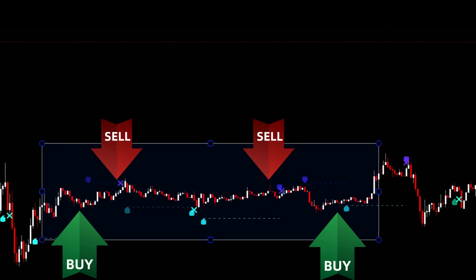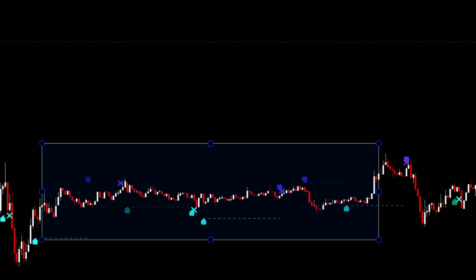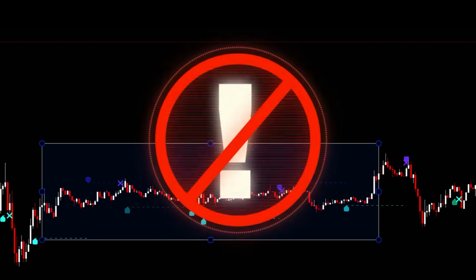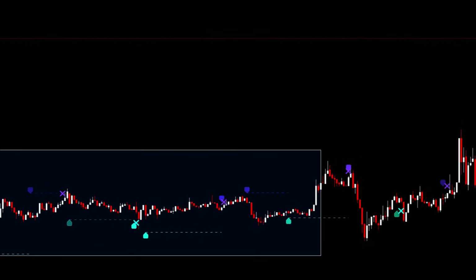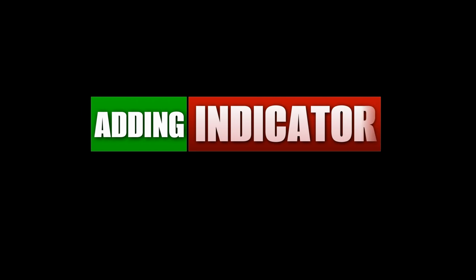If you follow every signal here, you take losses. Some might look tempting, but the market isn't really moving enough to support those trades. This is exactly why we need the next step. Before we dive into examples, let's add the two-pole oscillator in TradingView.